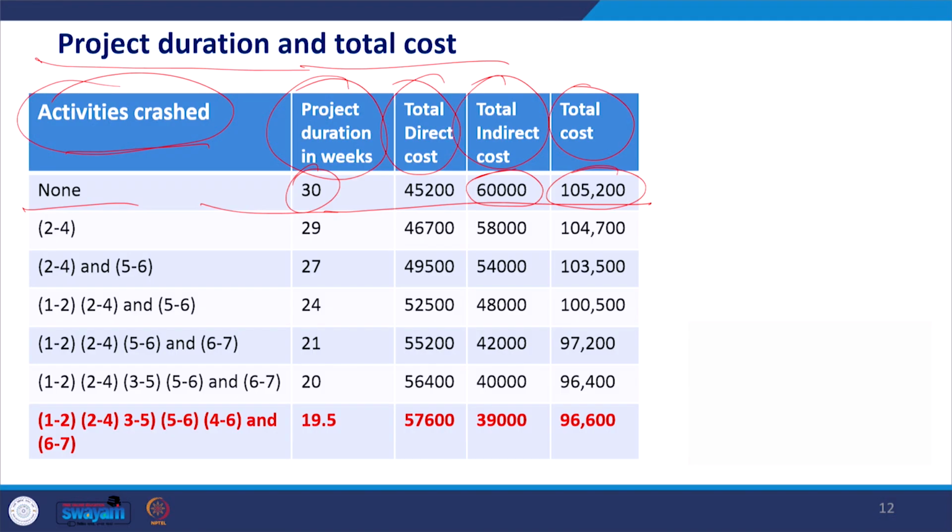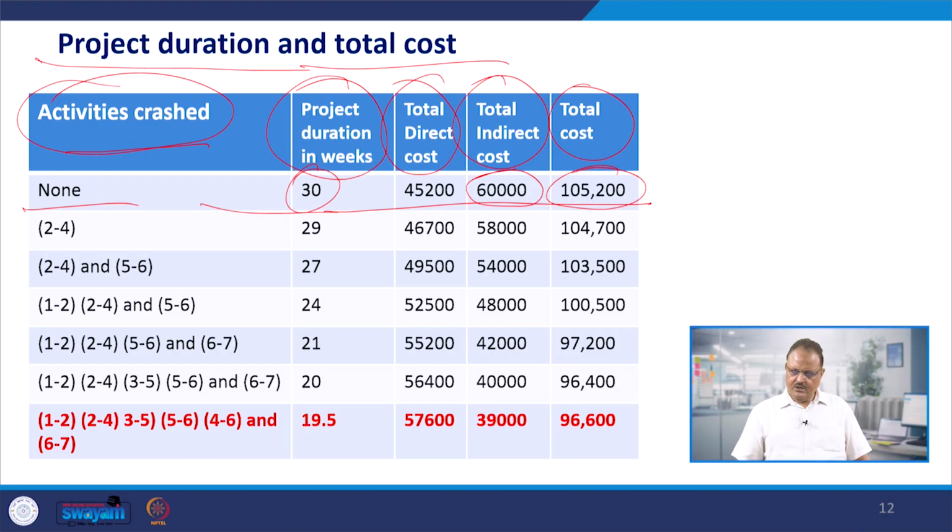This is if it is on the normal duration, normal direct cost and the normal indirect cost. No crashing is done, no critical path is found out, and we are ready to use the 30 weeks of time, and we are only ready to invest 45,200 as the direct cost and 60,000 rupees as the indirect cost. So total cost is going to be 1,05,200 rupees.